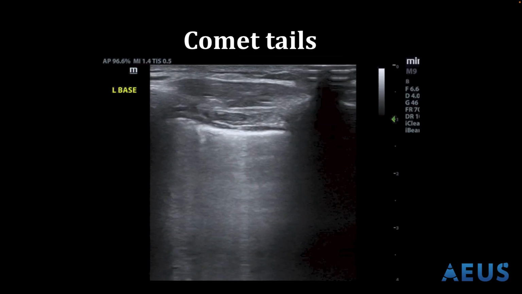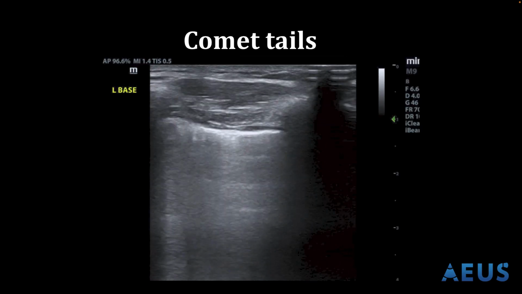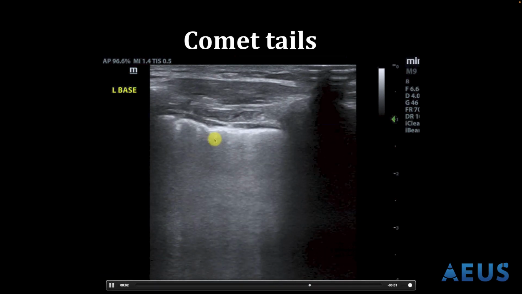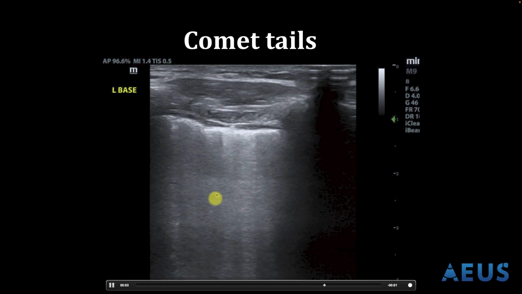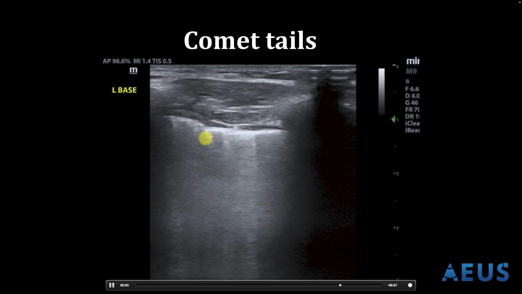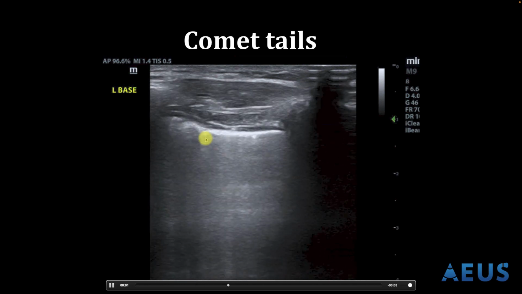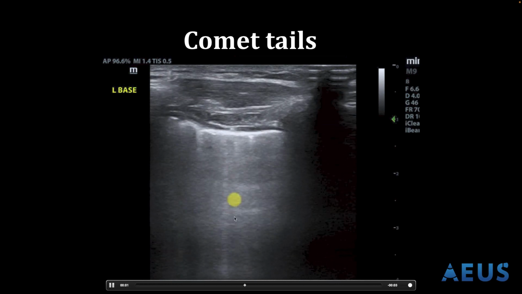Comet tails or B-lines, which are a type of comet tail artifact, are hyperechoic lines that extend from the pleural line and move with lung sliding. This artifact is due to apposition of the parietal and visceral pleura, and therefore will not be seen when there is a pneumothorax. These hyperechoic lines are comet tails.